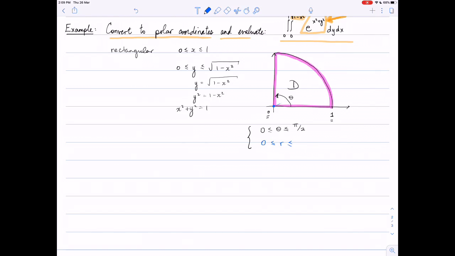And what is the outer radius? Well, the outer radius, here, there's our outer radius. Our outer radius is this circle. That is our outer radius, and in terms of polar coordinates, that can be described as r is equal to 1.